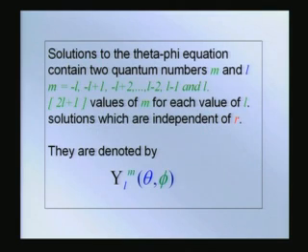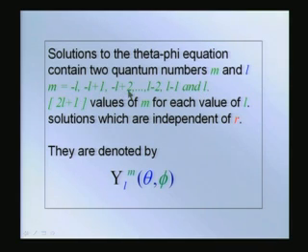Y's were introduced to you earlier as spherical harmonics as a function of both theta and phi, and we started looking at some of the functional forms of the spherical harmonics in the last lecture. And you also kindly recall that the solutions to the theta and phi equations contain two quantum numbers m and l, where the values of l are determined by the radial equation whose principal quantum number is n, and the value of l is from 0 to n minus 1.